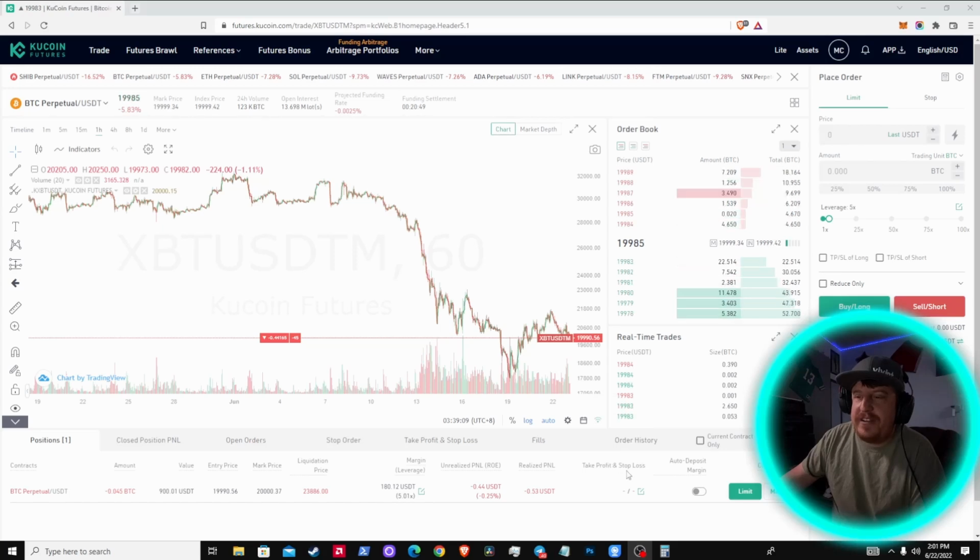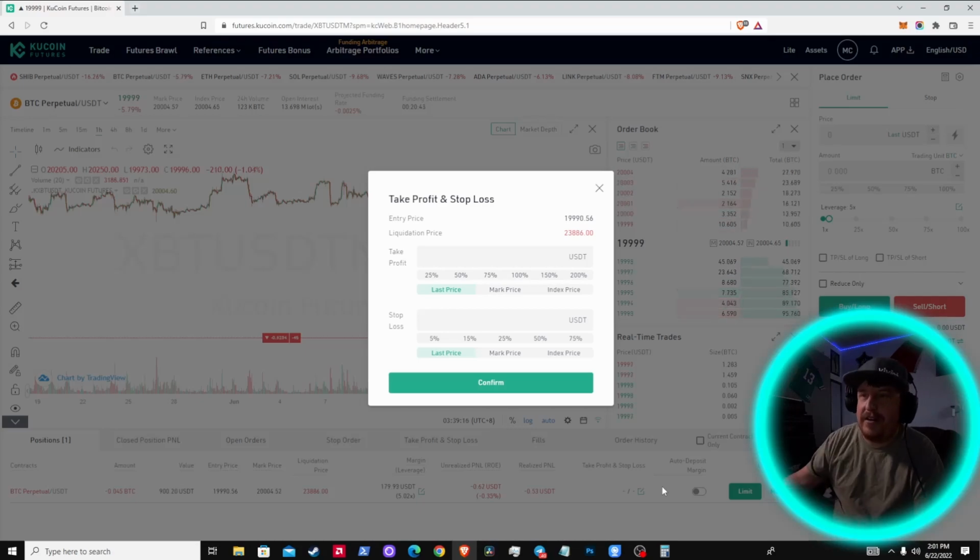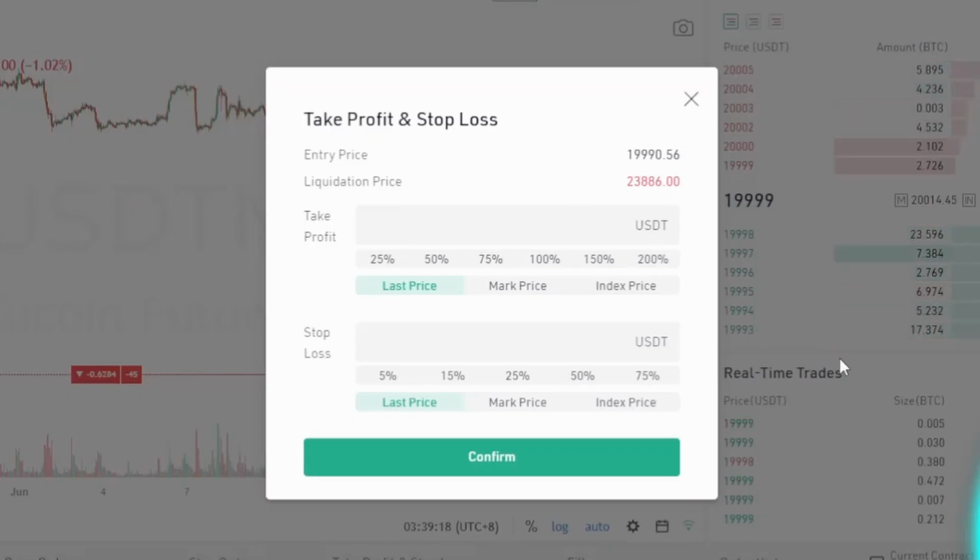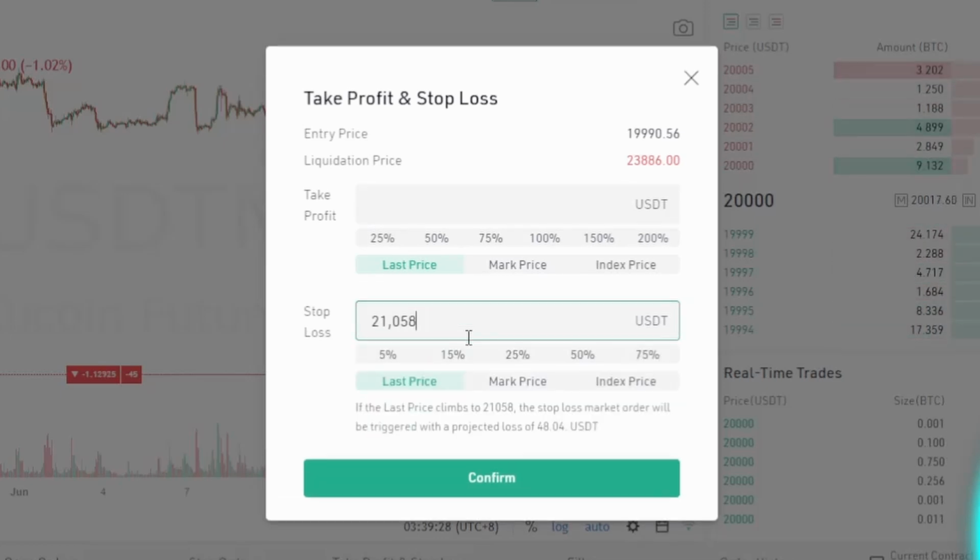So for take profit and stop loss, I only use this section for my stop loss, and it's very, very simple to do. You just click this little green notepad looking icon. And then right here on the bottom of this little box that comes up, it says stop loss. You just type in the price that you want it to close out your position at. So in this case, let's say I wanted to close it out at 21,058. Let's say I had done TA and decided that if Bitcoin breaks back over 21K, that's going to invalidate the whole reason I am shorting the coin at the moment.